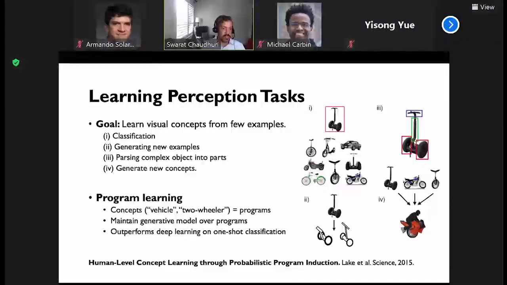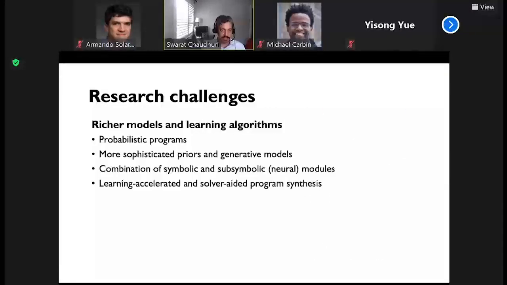So a paper from 2015 by Josh and Brendan Lake and others used a program learning model, a Bayesian program learning model, to explain this sort of visual concept learning. And what was interesting is that this model, which was a generative model over programs, and the programs were fairly simple, though compositional, was able to outperform deep learning, at least as deep learning was at that point, on one-shot classification.